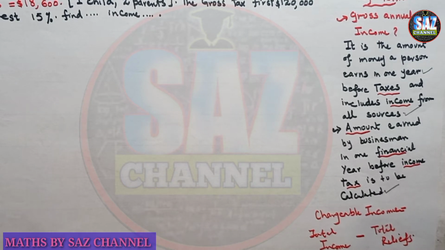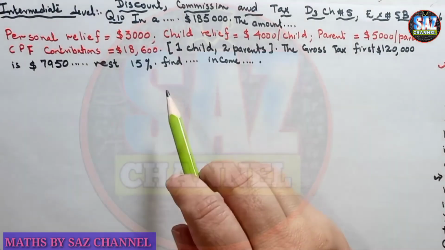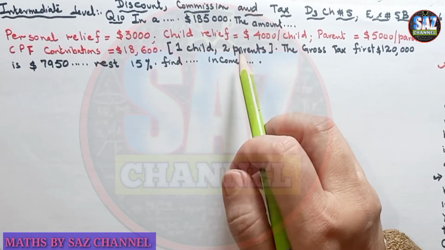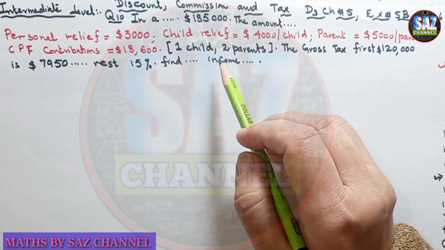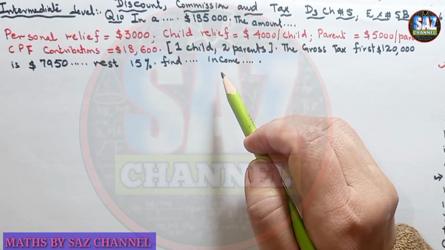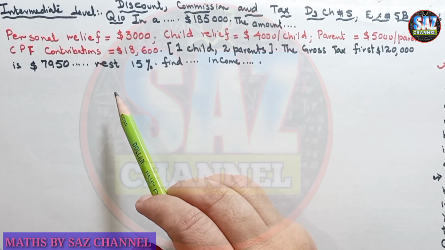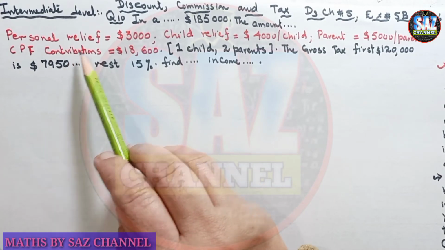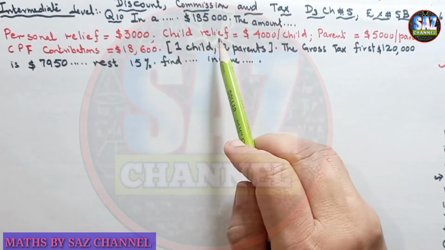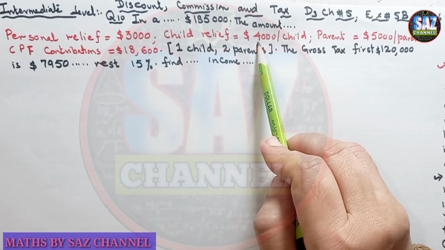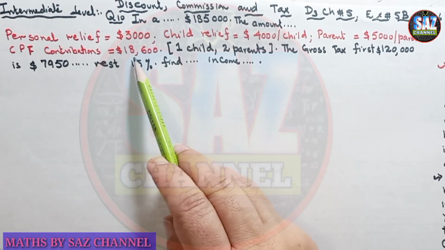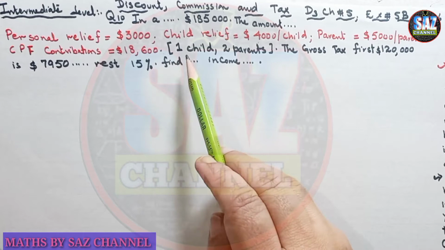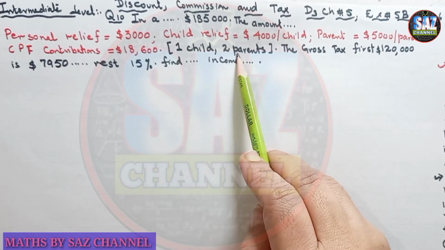Okay, let's move to the solution of the question, and let me read the question from the book. Question says, in a particular year, Mr. Go earned a gross annual income of 185,000. Of this 185,000, the amount that will not be subject to income tax is shown in the table. Personal relief is 3,000, children relief is 4,000 per child, parent relief is 5,000 per parent, and CPF contribution is 18,600, given that he lives with one child and two parents.